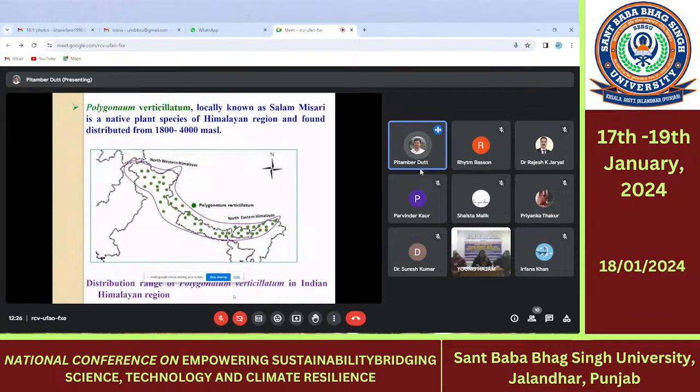And Polygonatum verticillatum is locally known as Salam Mishri, and this plant is a native of the Himalayan region and found distributed from the height of 1800 to 4000 meters above sea level. And you can see in the diagram the distribution of this plant in its natural habitat in the northern and northwestern Himalayan region.